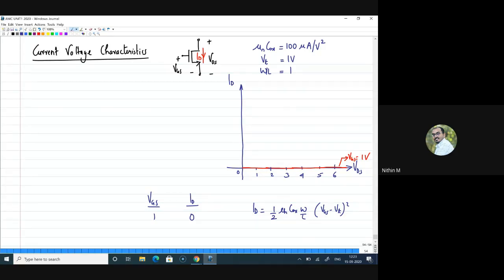Now I am looking at another voltage, VGS of 2. Can you tell me what is the current now? If you look at this, mu n Cox is 100 micro. W by L is 1. So mu n Cox is 100 micro into 1 by 2, so the entire thing is 50 micro. What is VGS minus VT? VGS is 2, VT is 1. So what is the current? Any answers?